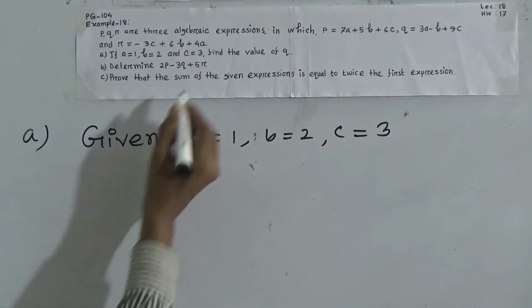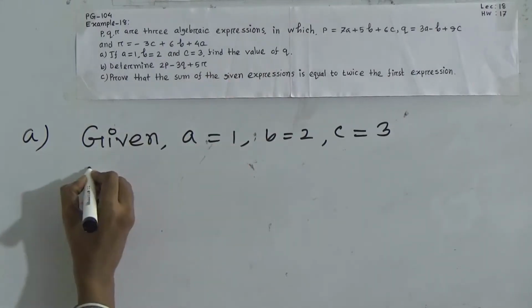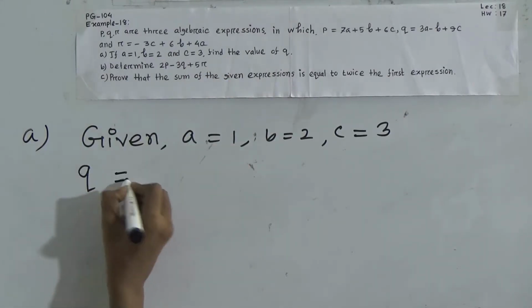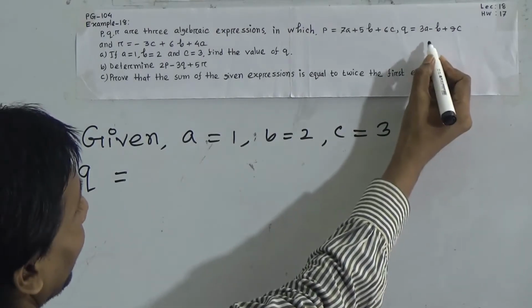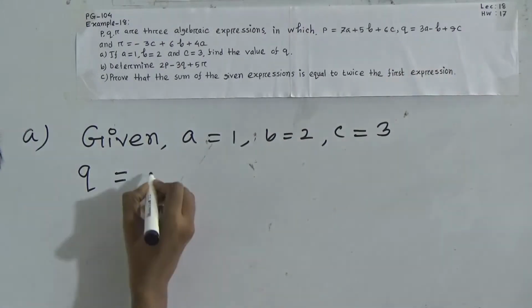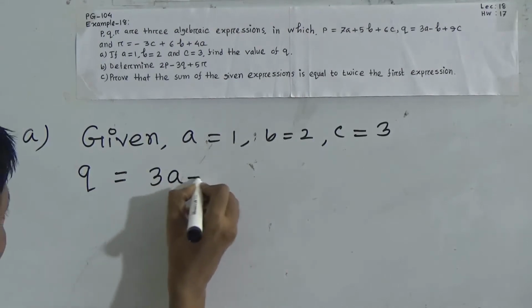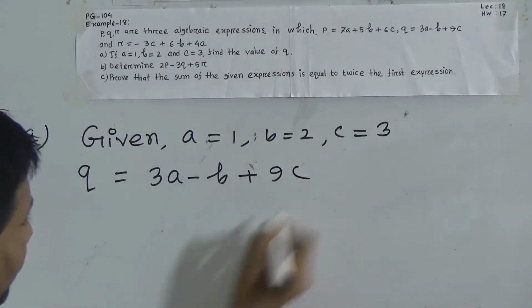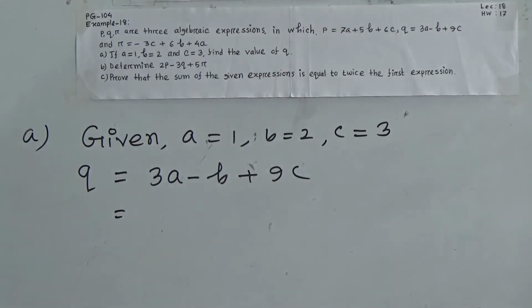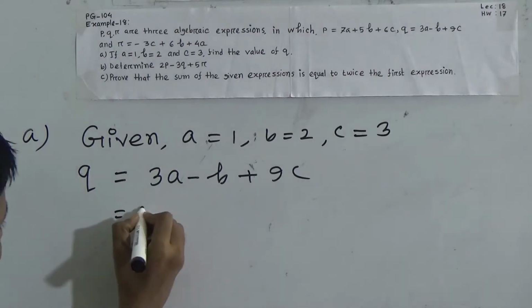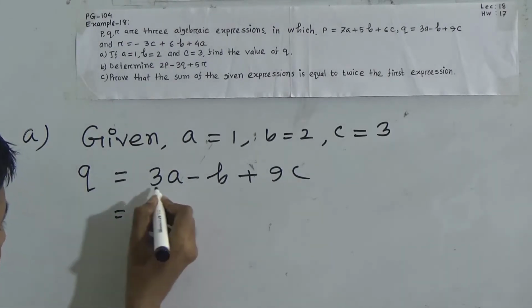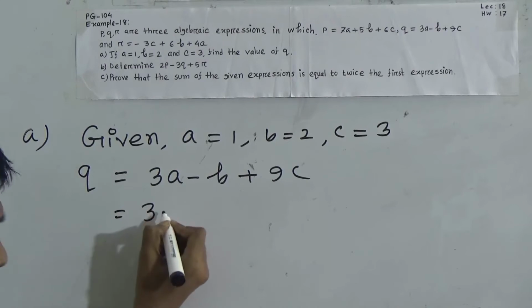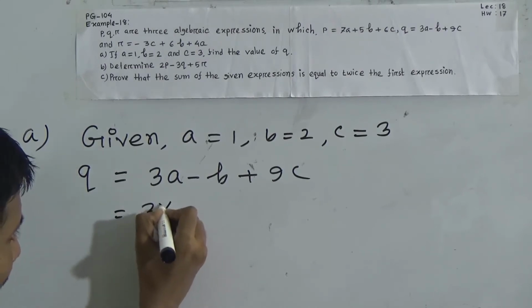Now find the value of Q. Right here, Q equal to what? You see, Q equal to 3A minus B plus 9C. Now you put the value of A, B and C, then you get the required result. Okay. Now write 3 and A. What is the relation between 3 and A? The relation is multiplication. So you put a multiplication sign here.